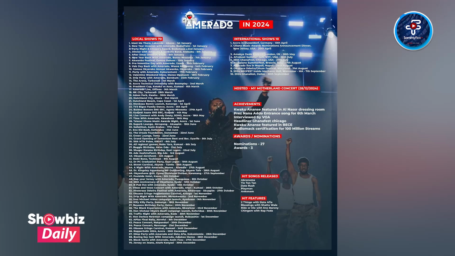I think it will fit. Yeah. A media soiree of a sort for Amerado. And Amerado was also campaigning for Artiste of the Year. That is not all. We've heard some people calling and pushing agenda for their artists to also be considered for Artiste of the Year.